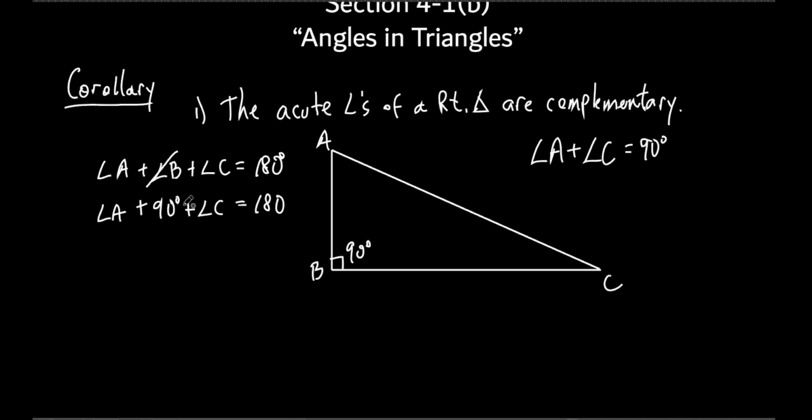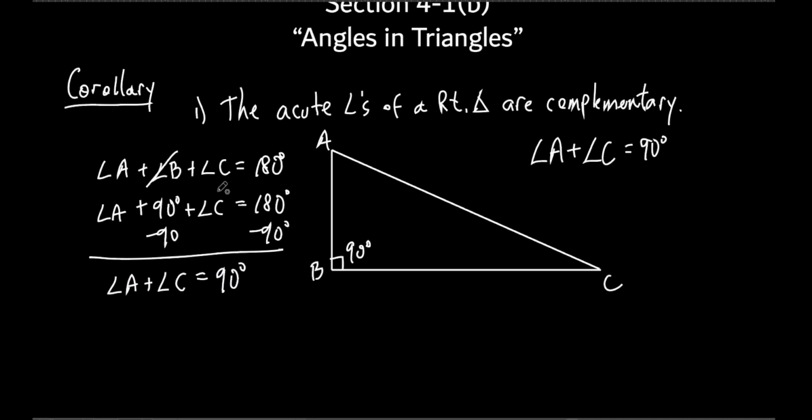So what am I going to do with that 90 right here? I got a 90 here and a 180 here. What am I going to do? That's it. Subtract a 90 from both sides. So if I subtract a 90 from both sides, look what I get. I get angle A plus what? Angle C equals, what's this? It's 90 degrees, isn't it? Just what I said it was before.